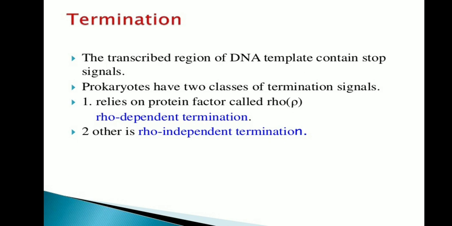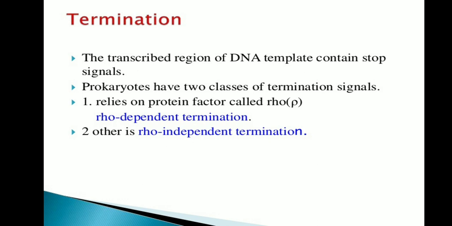Then finally the process has to terminate somewhere, because it's a biochemical reaction, and all reactions have to be stopped somewhere. So when the polymerase reaches the terminator at the end of the template, it falls off, terminating the transcription.